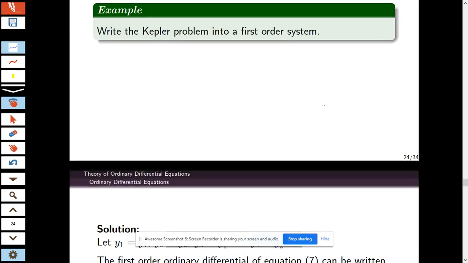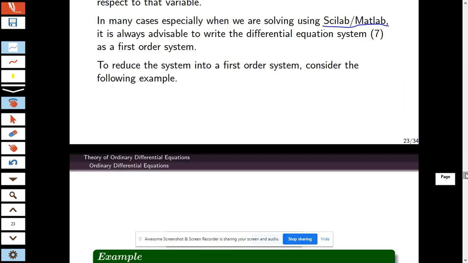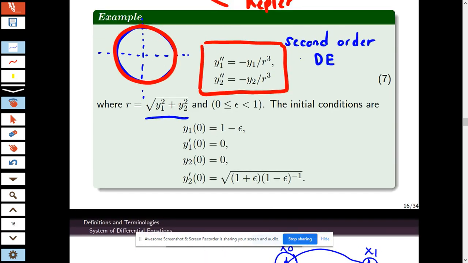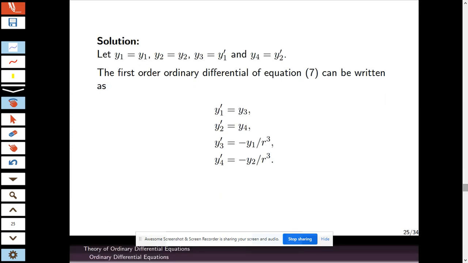Let's look at what the Kepler problem was just now. Go back to the Kepler problem. This is second order. y1 double prime equals negative y1 over r cube. y2 double prime equals negative y2 over r cube. Now you want to reduce this to first order, then it is easier for you to solve. So you can do that. This is how you do it.